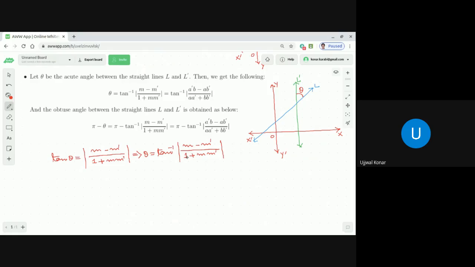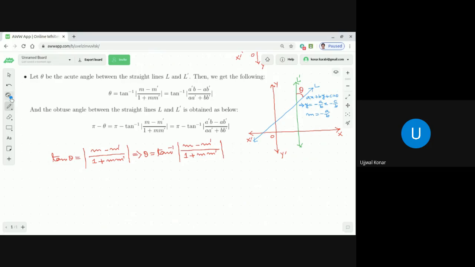What is the equation? Equation of the line L is ax plus by plus c, right? So what is the equation? We can quickly find it out there. The value of m and m dash, we already found it out earlier. So this equation is ax plus by plus c is equal to 0. So from here we can write y is equal to minus a by b into x minus c by b. So we get the value of m is equal to minus a by b.